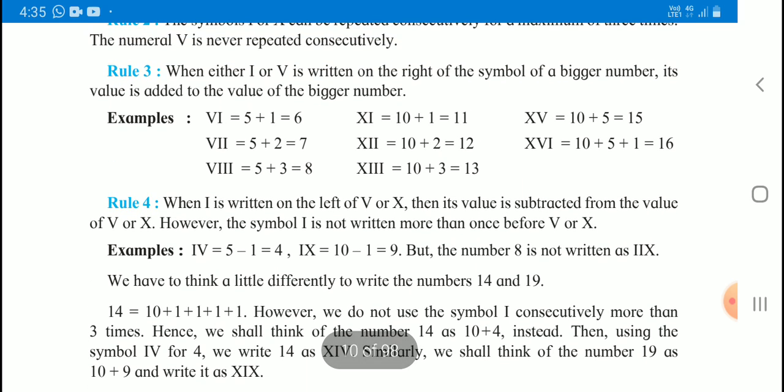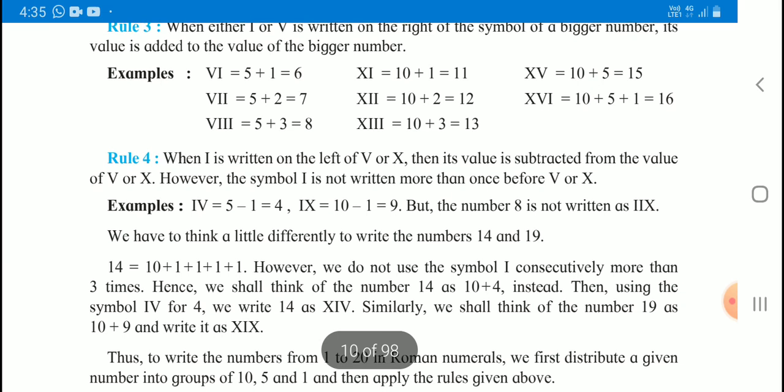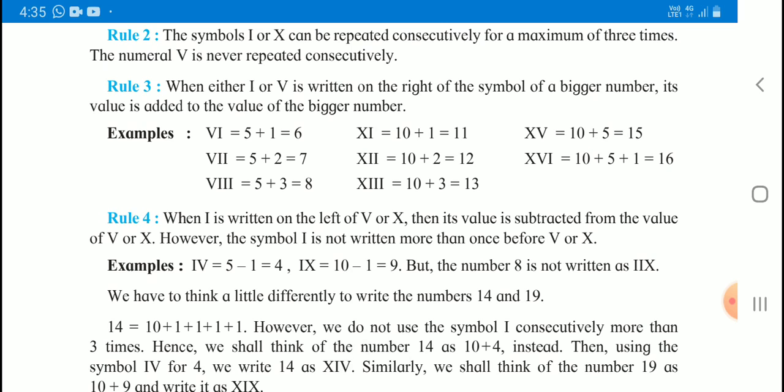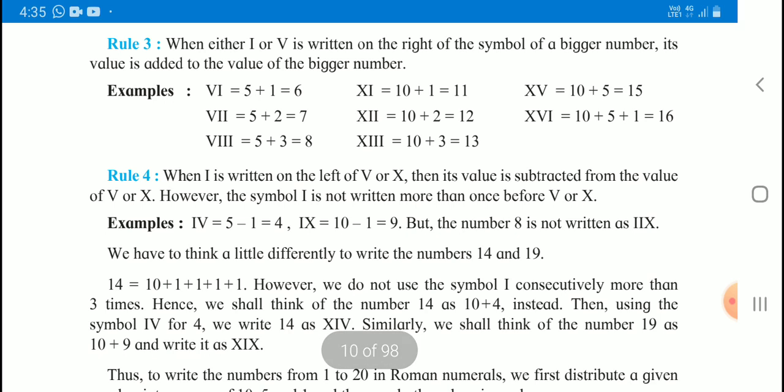Now rule number 3 is when either I or V is written on the right of the symbol of a bigger number, its value is added to the value of the bigger number. Means if we write I or V on the right side of the number, its value is added. Means we should add the number. For example, they have given here 6 means 5 plus 1. Here we have to see the use of 5. So 6 is equal to 5 plus 1. We are using V for 5 and I for 1. So in Roman numerals, we can write 6 as VI.